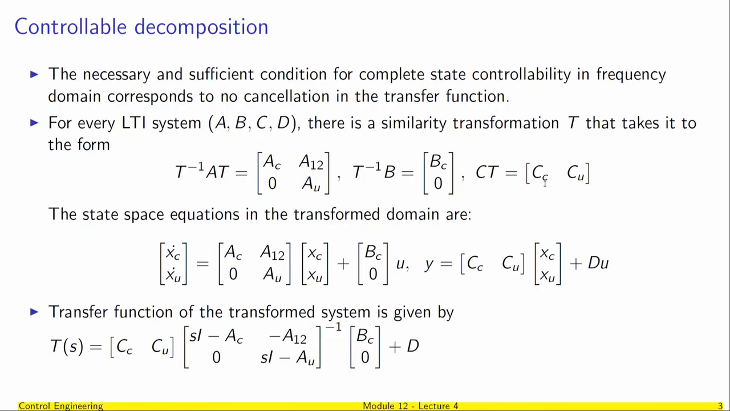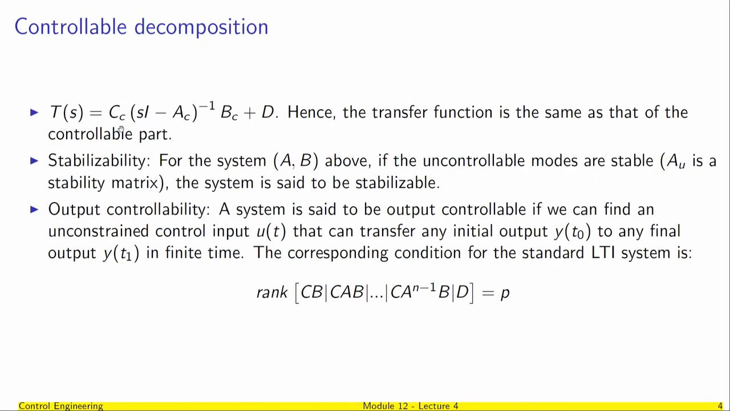So, what is interesting here? I have a system now which is explicitly written in terms of xc, which is the controllable states, and xu, which are the uncontrollable states. What happens to the transfer function of this? Well, I can simply write down the formula for the state space to the transfer function form, C (sI minus A) inverse B plus D.